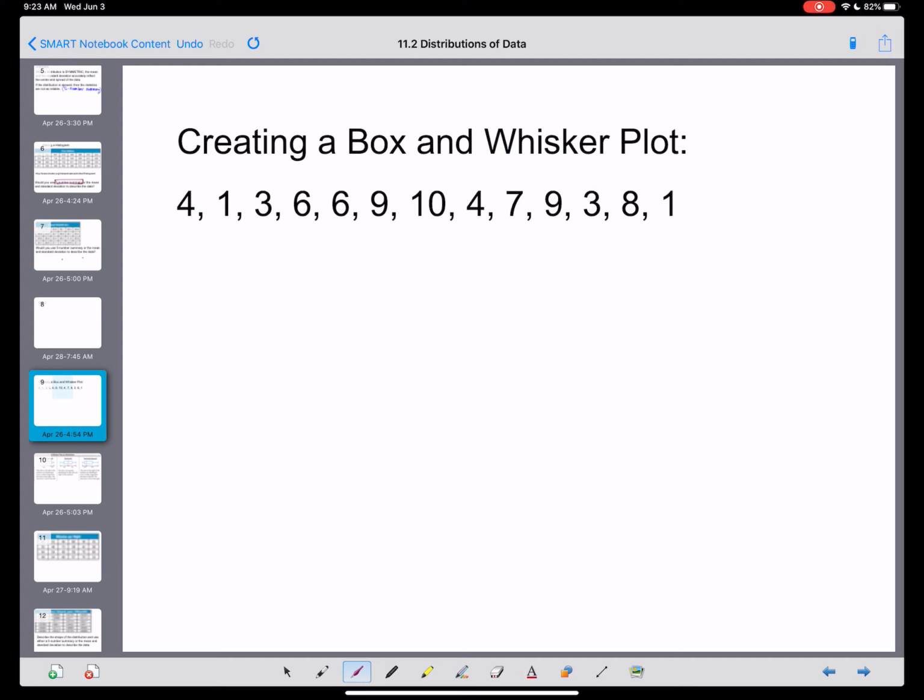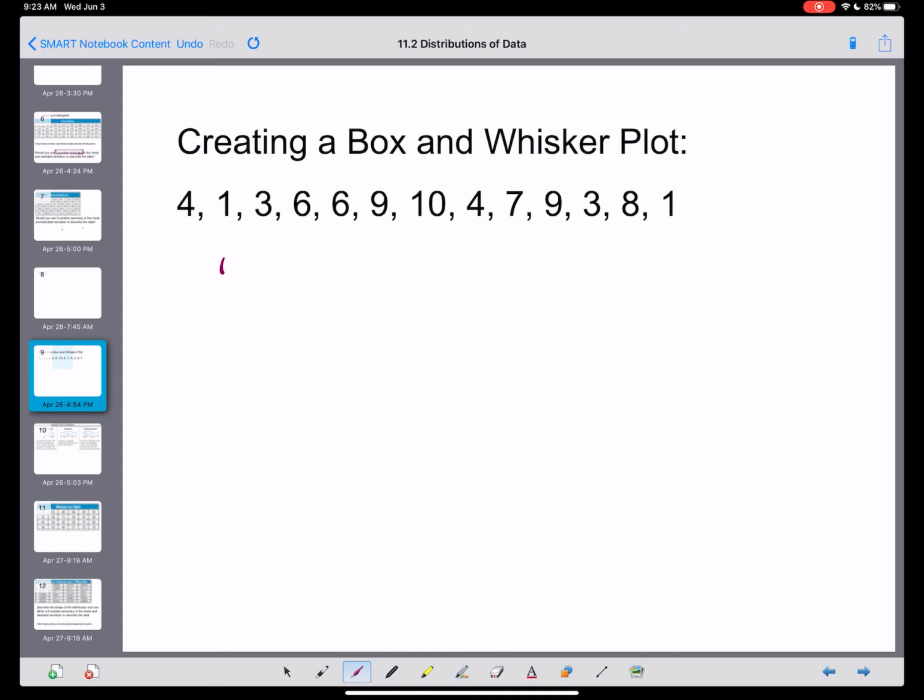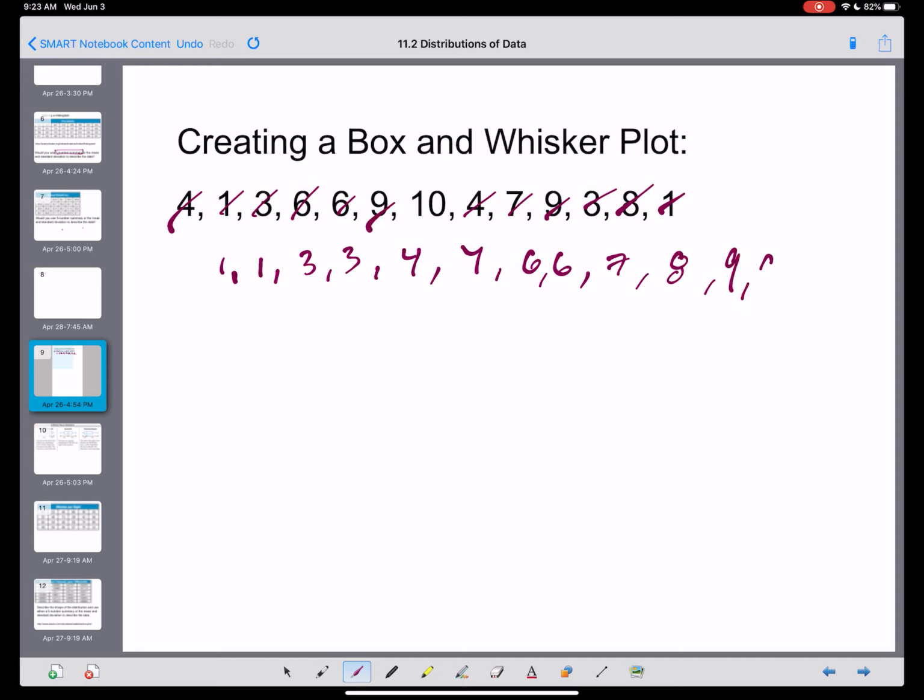All right, creating a box and whisker plot. You guys should have an idea of what a box and whisker is. First step is, once again, I'm just going to write all my numbers in order. 1, 1, 1, 3, another 3. 6, 6, 2 6s. 1, 7. 1, 8. 2 9s. And a 10. Okay, so I'm just writing all my numbers in order.